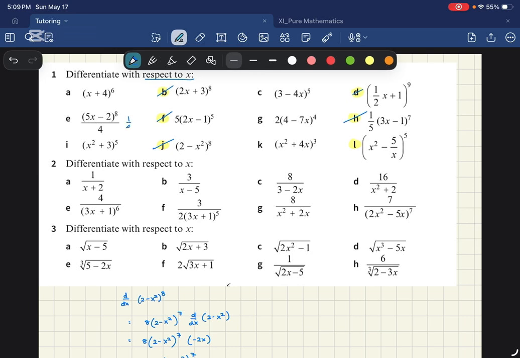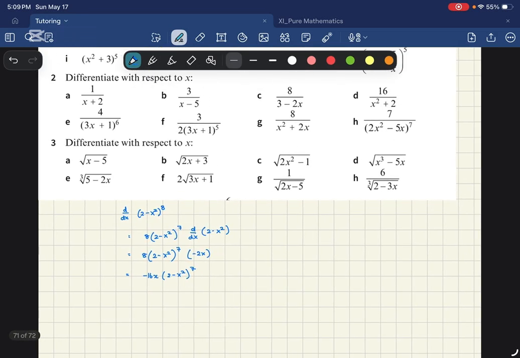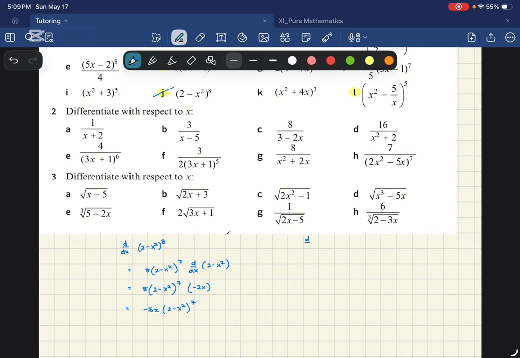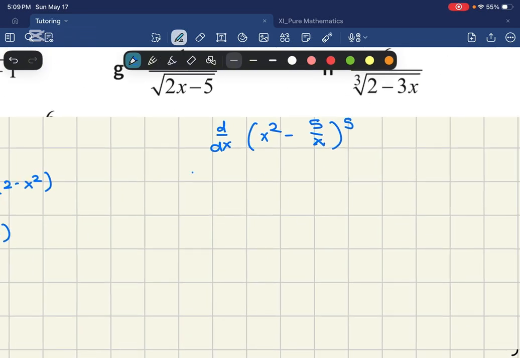You just have 1/4 and (5x − 2)^8. So it's very similar to f, but instead of having 5, you have 1/4. All right. And then L is just d/dx of (x² − 5/x)^5. So now you differentiate it once, right? 5(x² − 5/x)^4. Inside is not just x, right? So you differentiate it again.